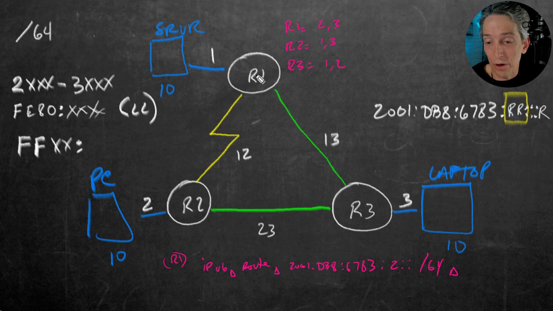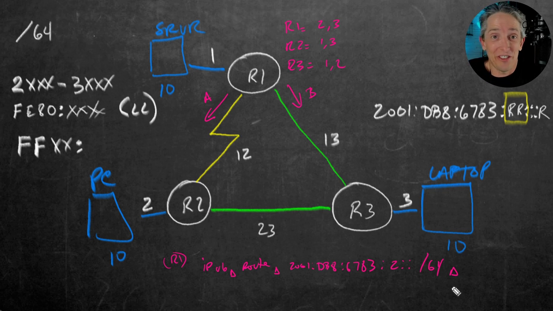If R1 needs to forward a packet, so the server says, I need to ping this PC at 2001:DB8:6783:2::10. We haven't configured this PC yet, but assume we did. That it forwards the packet to its default gateway. We'd also need to configure that or auto-config it. What would R1 do? Should R1 go down this way, path A, or down this way, path B? Because that's going to make a big difference on what we put for the next hop here from R1's perspective.